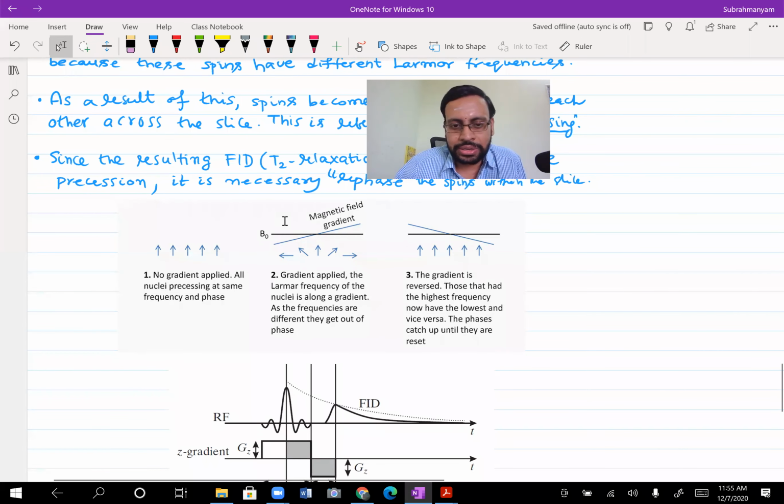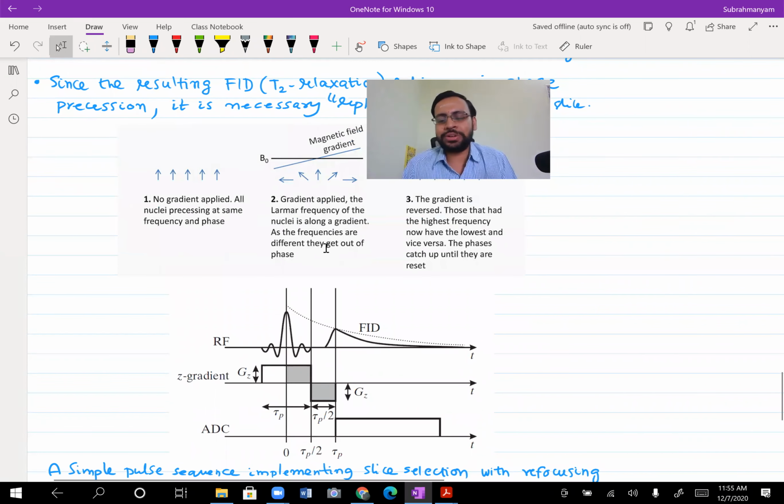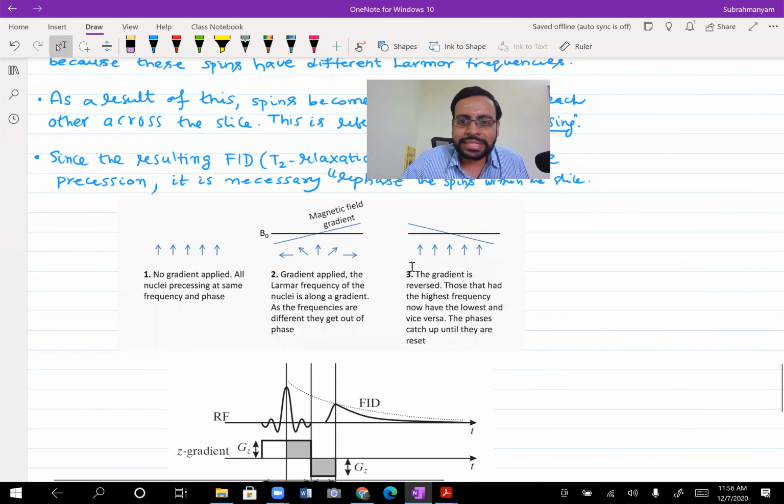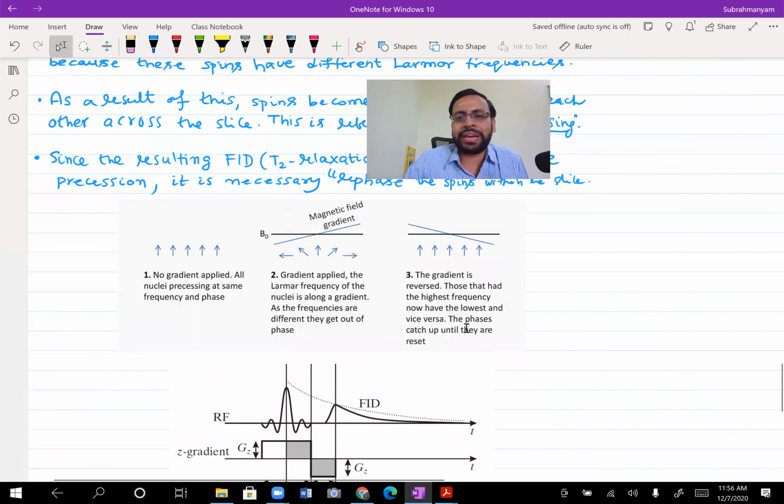Wherever earlier the B naught field is more, as you are moving, let's say, towards your right from the origin, earlier the values are more and now the values are less here. So that should in a way compensate. If you apply it for sufficiently long there, that would eventually compensate for this dephasing. This gradient that they further apply is referred to as the refocusing gradient. You would apply this again in the z direction only. This is referred to as refocusing.